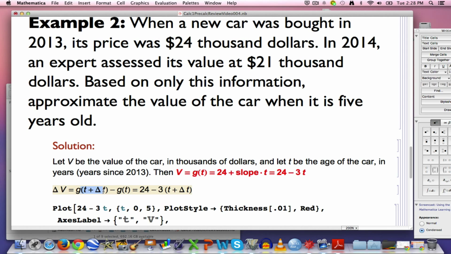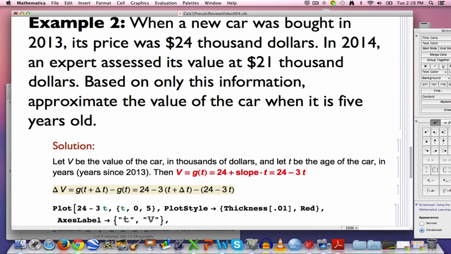This is a function input. This is not g times t of t plus delta t. It's g of t plus delta t. This right here, though, is a multiplication. That's 3 times t plus delta t in parentheses. You need to make those kinds of conceptual distinctions if you're going to be successful. Minus g of t, which is minus 24 minus 3t. Notice I'm using parentheses. I want to subtract that entire expression. That's g of t right there.